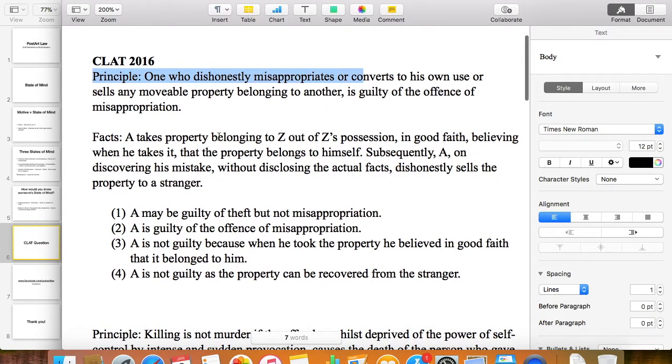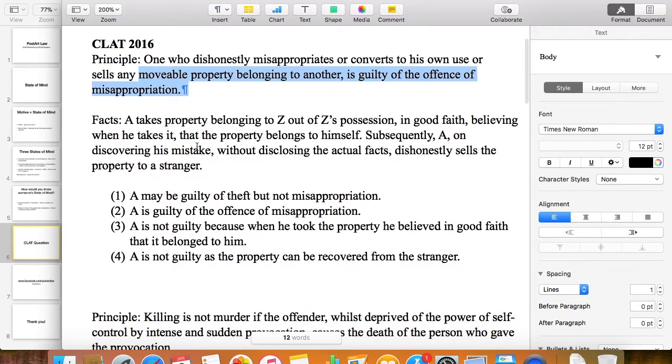Right, hopefully this is visible. So one who dishonestly misappropriates or converts to his own use or sells any movable property belonging to another is guilty of the offense of misappropriation. Okay, this is the principle, right? So now there is the fact.